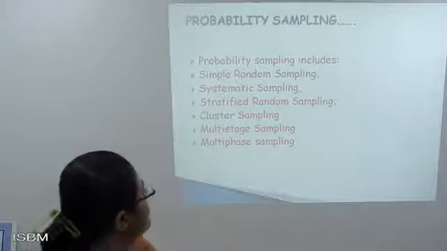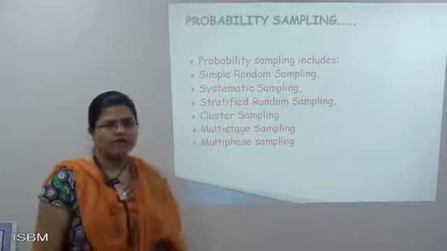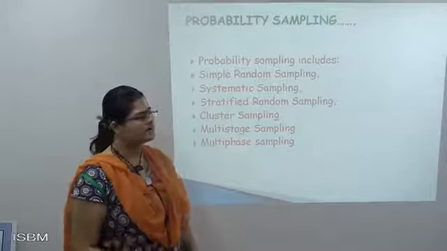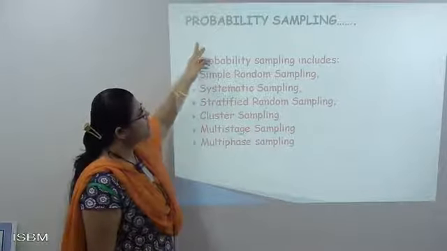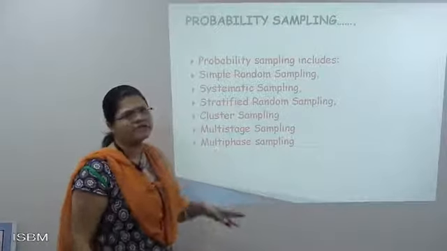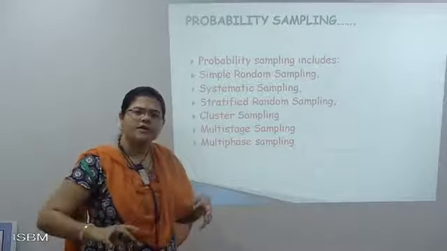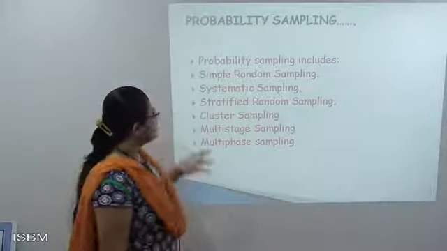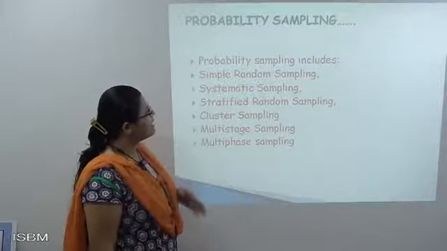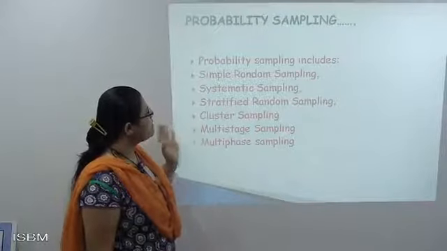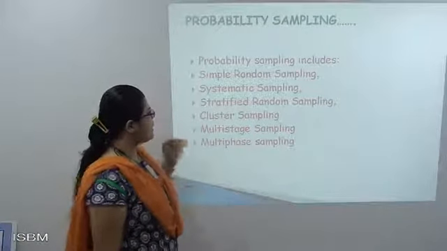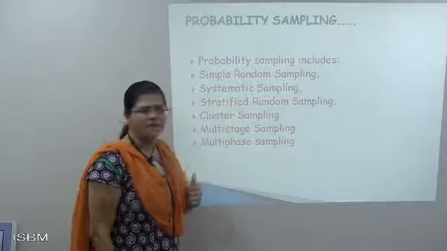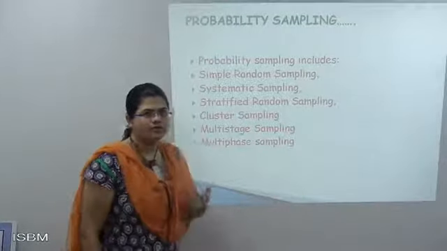Now, within probability samples, as I already said, you have different types. First, what is included in probability samples, and what variety of probability-related samples you will get: simple random sampling, systematic sampling, stratified random sampling, cluster sampling, multi-stage sampling, and multi-phase sampling. Now we will go through each and every one particularly.